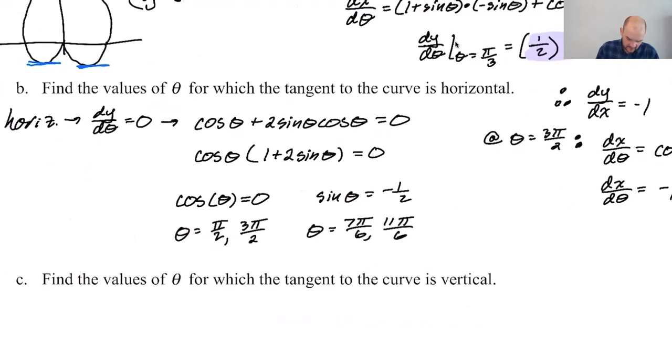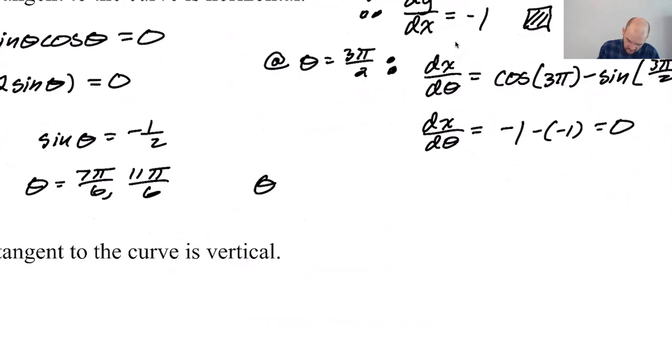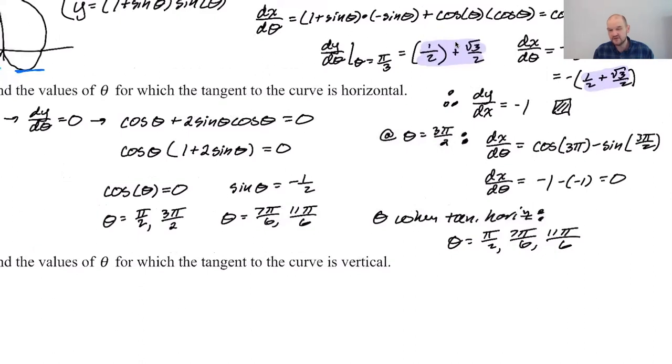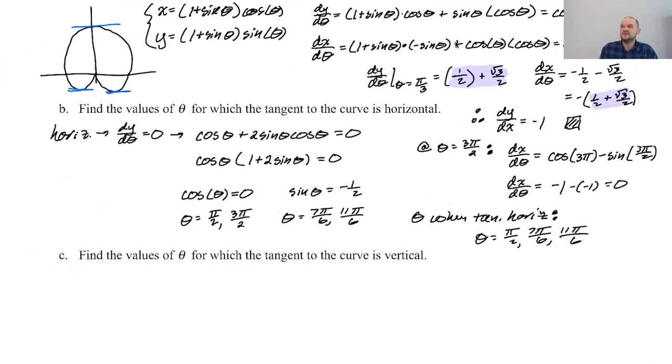So I'm going to say the values of theta when the tangent is horizontal are theta equals pi over 2, 7 pi over 6, and 11 pi over 6. Not at 3 pi over 2, because dx d theta is also 0. Technically what we really need to do is look at the limit as theta approaches 3 pi over 2 of dy d theta over dx d theta, which I do not want to do by hand. When I switch to the calculator, I will take a look at that. But for now, I'm going to leave these with 3 pi over 2 as the big caveat.